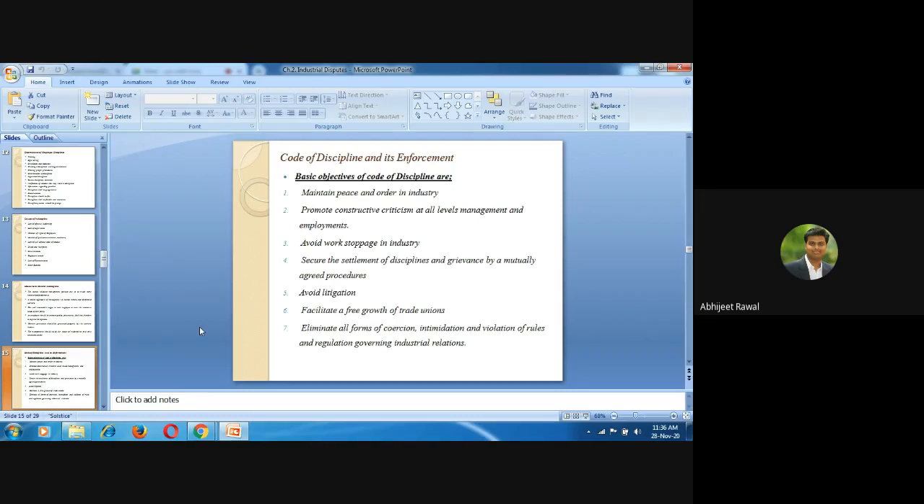Constructive criticism is something like when employees are getting criticized at all the levels of the management. जितने भी सारे मैनेजमेंट के लेवल हैं, they do a good amount of criticism, but it is in a good manner. Code of discipline is more important because it needs to be followed by the employees in an organization.